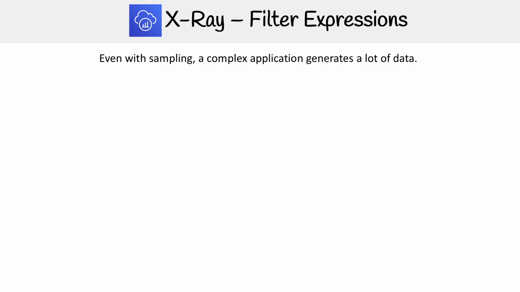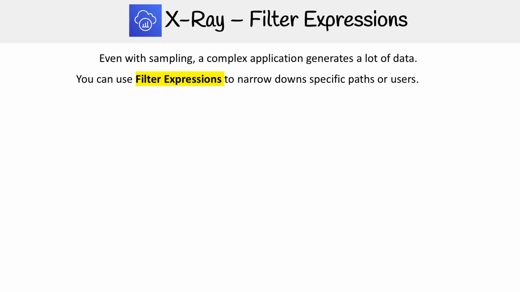So even with sampling, a complex application still generates a lot of data. Sampling isn't going to remove enough so that it's very easy for you to make sense of stuff. So that's where filter expressions come in. This helps you narrow down to specific paths or users.